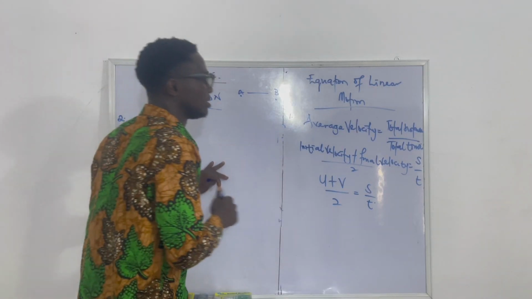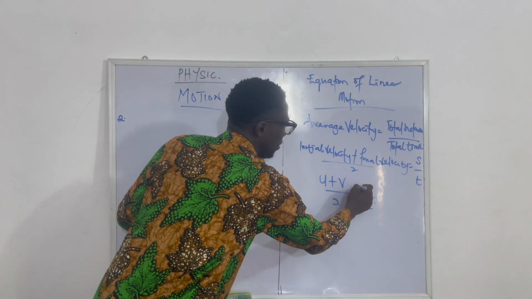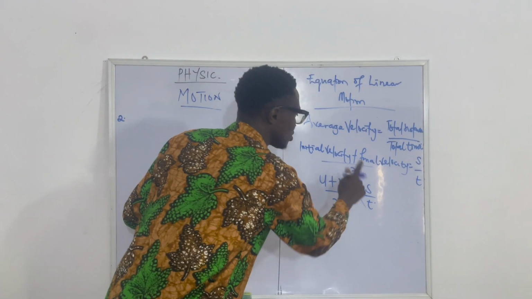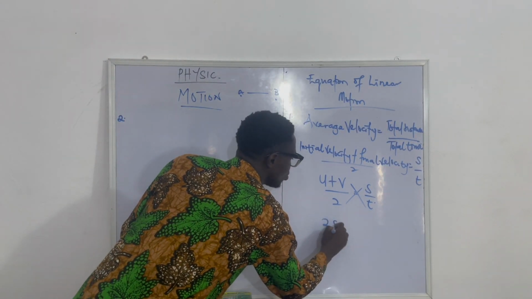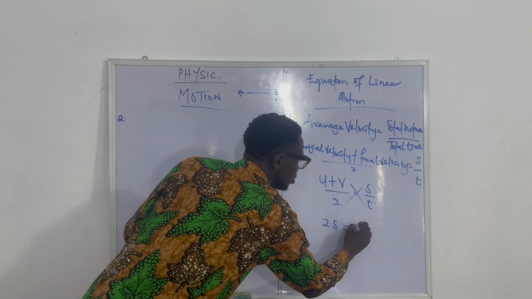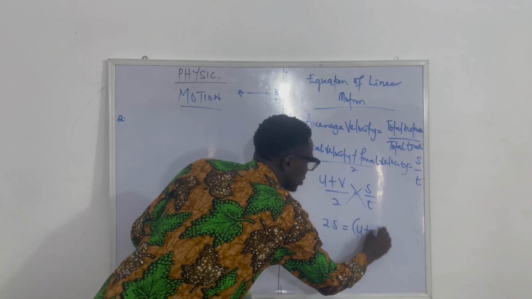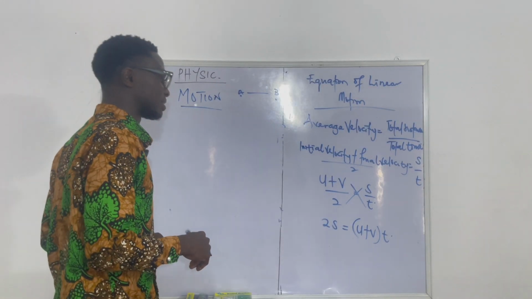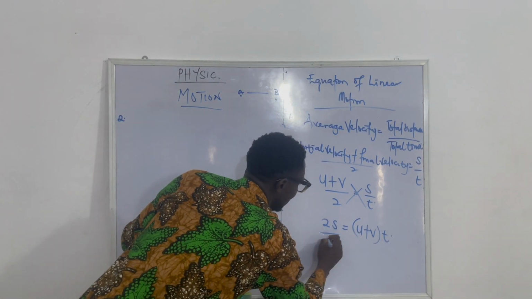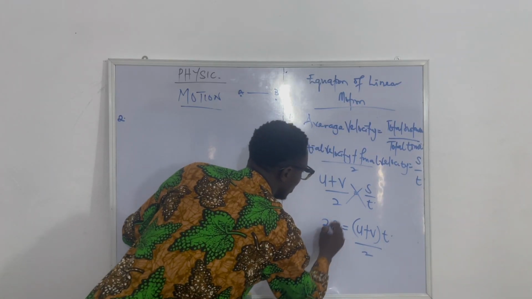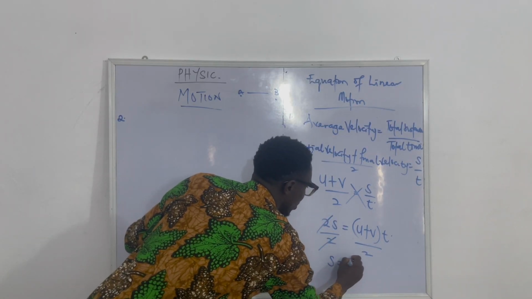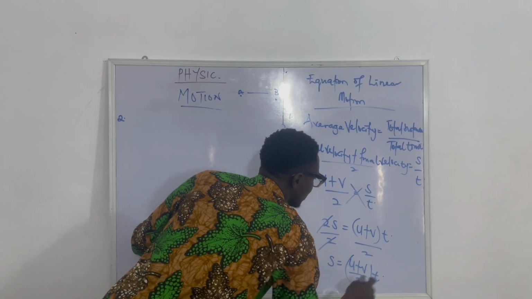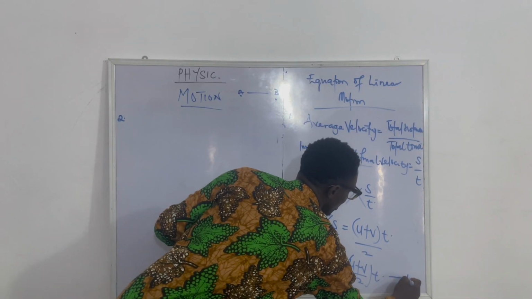Now, at this point, we cross multiply and make the distance the subject of the formula. So that's 2x equals (u plus v) multiplied by t, and divide both sides by 2. So x finally equals (u plus v) over 2, all multiplied by t. So that is equation 1.